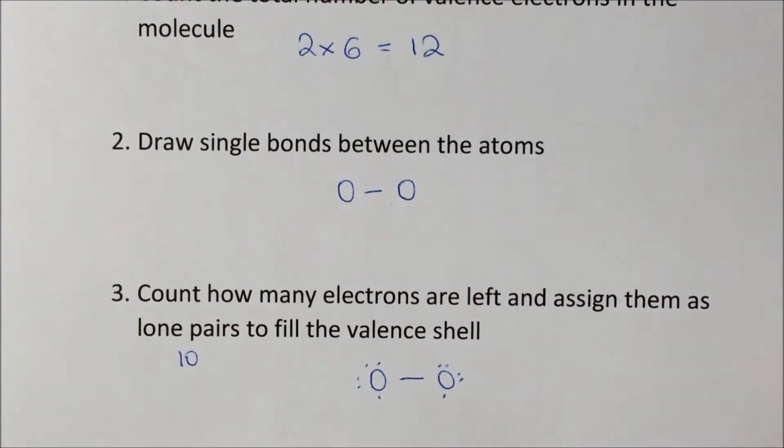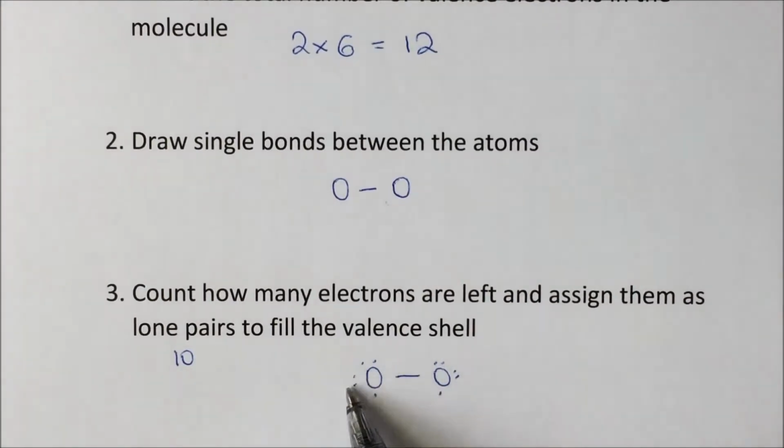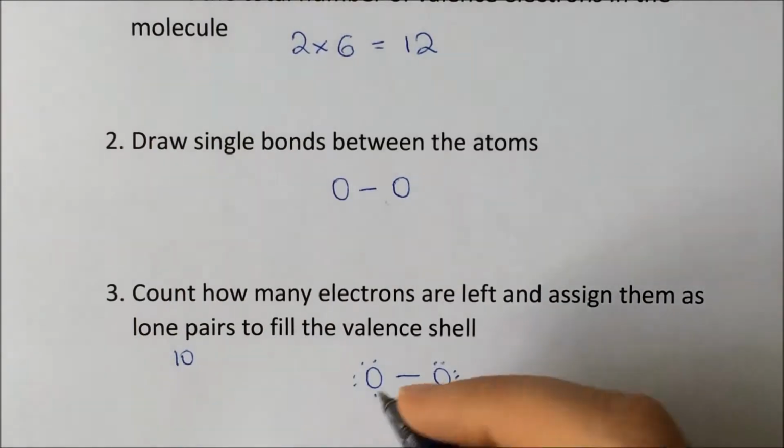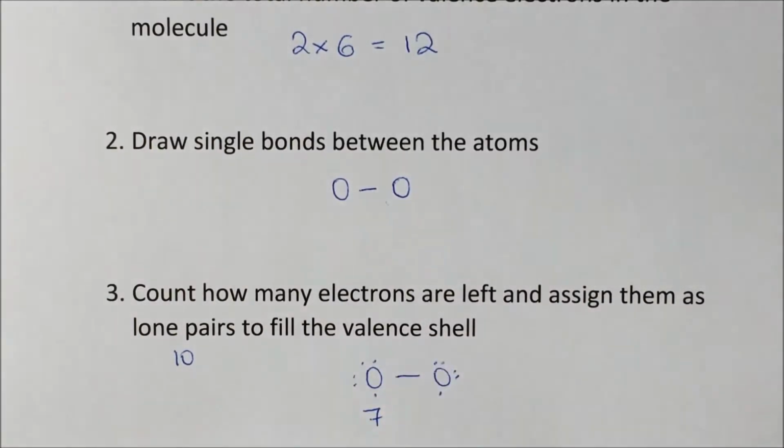Okay, let's count now how many electrons each oxygen has. This oxygen has 1, 2, 3, 4, 5, 6, 7. Remember, it has both electrons from the bonding pair. That's only 7. Oxygen needs 8 to fill its valence shell.